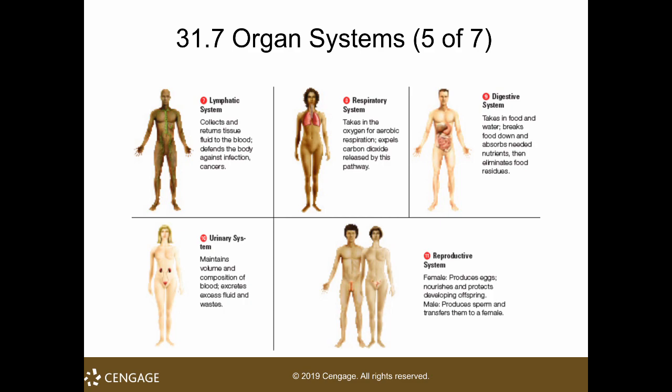For the urinary system, it helps maintain the volume and composition of the blood. It excretes the excess fluids and wastes. And for the reproductive system, for the female, its main task is to produce egg cells, to nourish and protect the developing offspring. For the males, it produces the sperm and transfers them to the female.